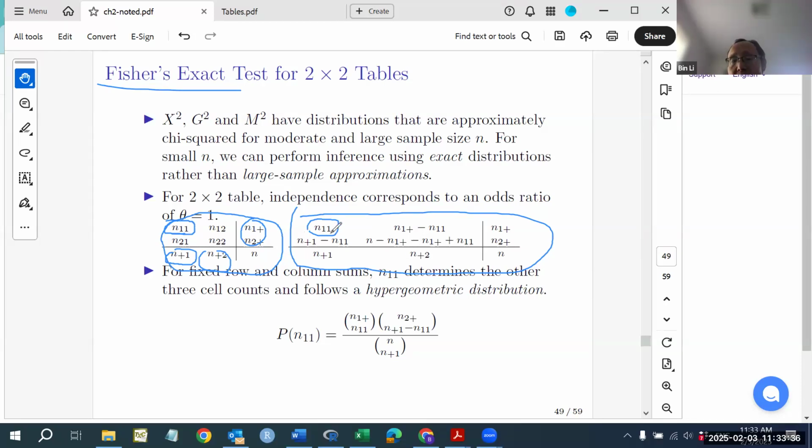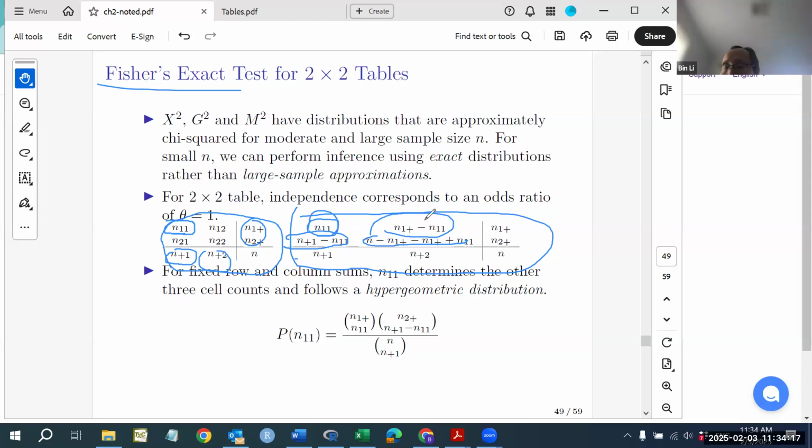Why? Because if this is n11, this one becomes what? This one becomes n1 plus minus n11. Is that right? And what about this one? This one becomes the first column sum, n plus 1 minus n11. Is that right? And what about this one? That's just the total sum, n minus the first row sum, first column sum plus the n11. You see that? If the row sum, column sum are determined, as long as one of the cells is determined, the rest of the 3 cells are determined.